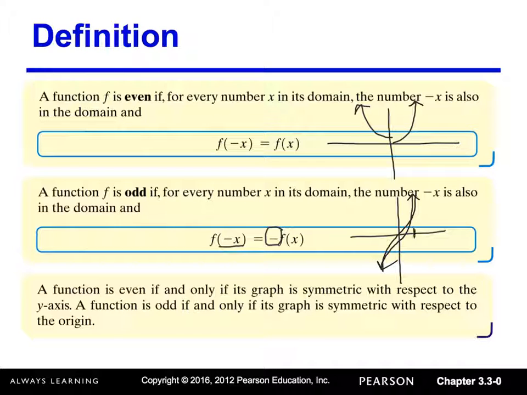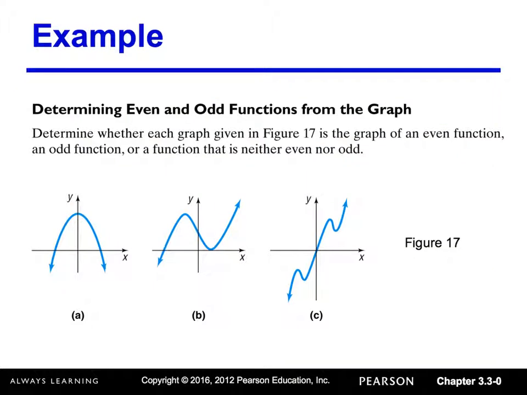So when x is positive, say, and has a y value there, negative x will have the opposite y value down here. Okay, so it will be symmetric to the origin. And that's what I have highlighted here in this last box. So let's take a look, couple of graphs.